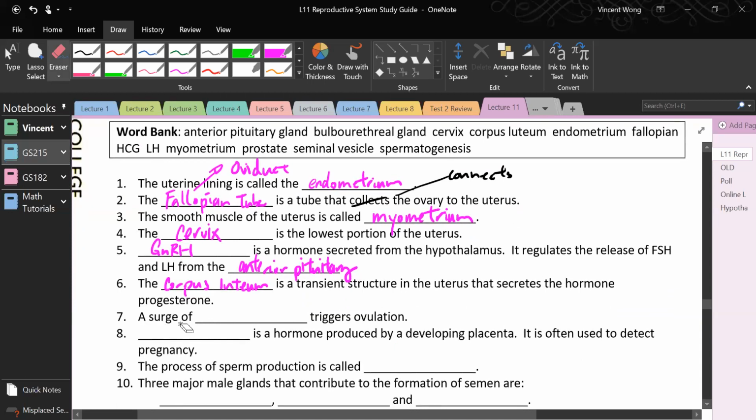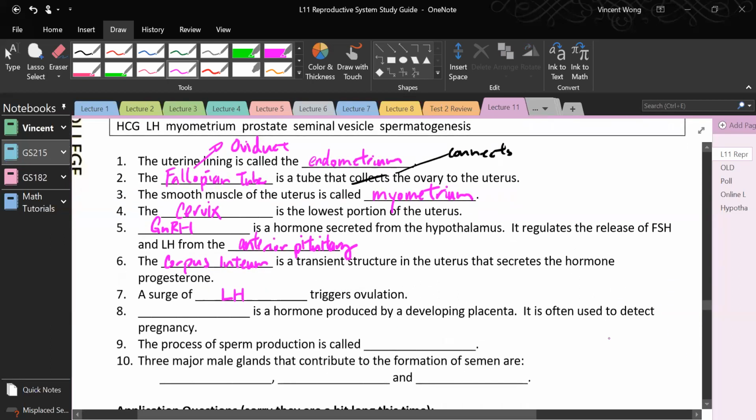A surge means sudden increase. A surge of luteinizing hormone triggers ovulation. The HCG is a hormone produced by the developing placenta and often is used to detect pregnancy. This actually will continue to rise throughout pregnancy.